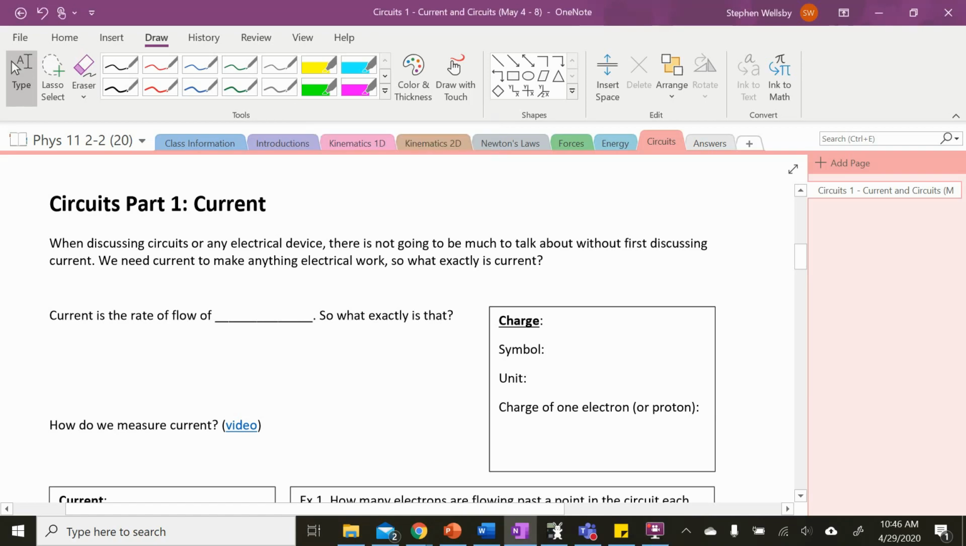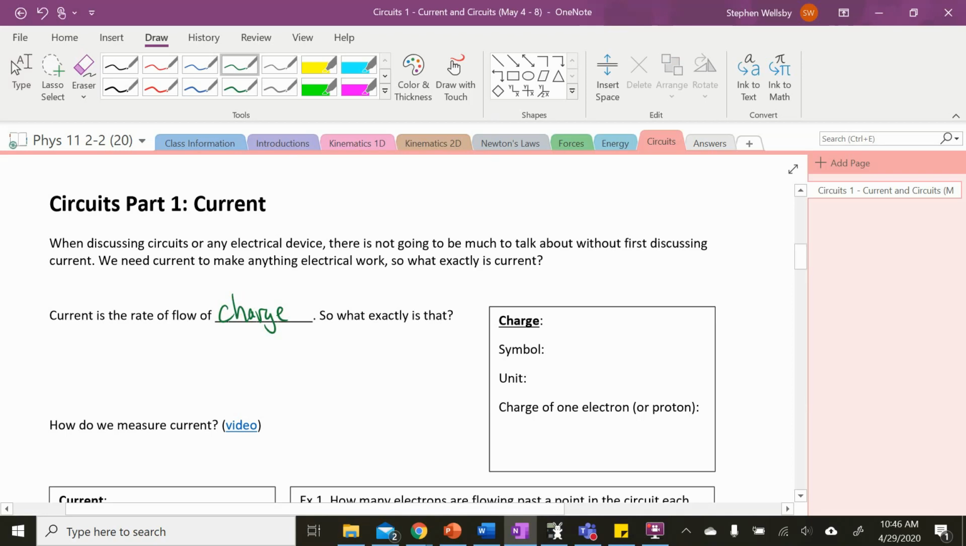Today we're starting a brand new unit, so we're never done with energy. Energy is always going to be a part of this, but we're on to a new topic, which is circuits. To start out circuits, we're going to start with the idea of current, because you can't really talk about anything electrical without talking about what current is. So what exactly is it? Well, current is just the rate of flow of charge.